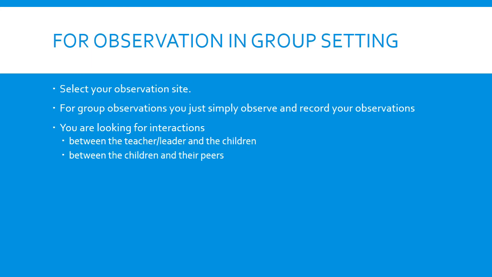You might call this naturalistic observation, because you're not going to interfere. Just the fact that a strange person is there may be enough to have some effect on the dynamics, but you're looking for the interactions between the teacher or the leader and the children, and also between the children. If you're observing very young children, you're looking to see if the children play together, if they interact in activities together, what those interactions are.